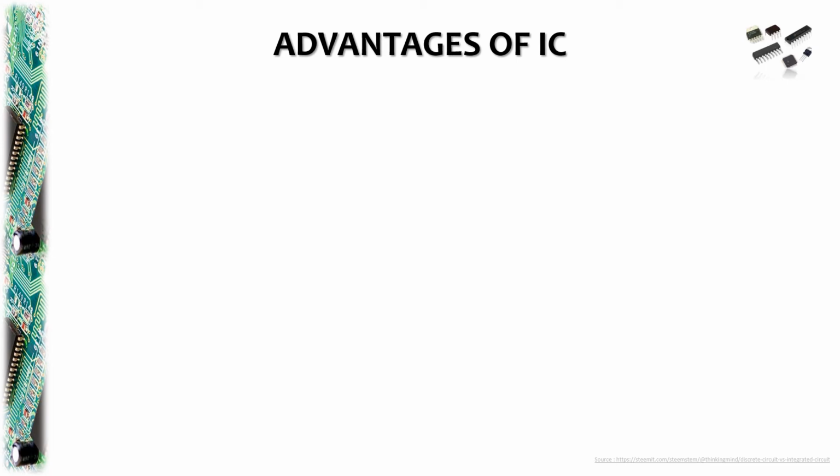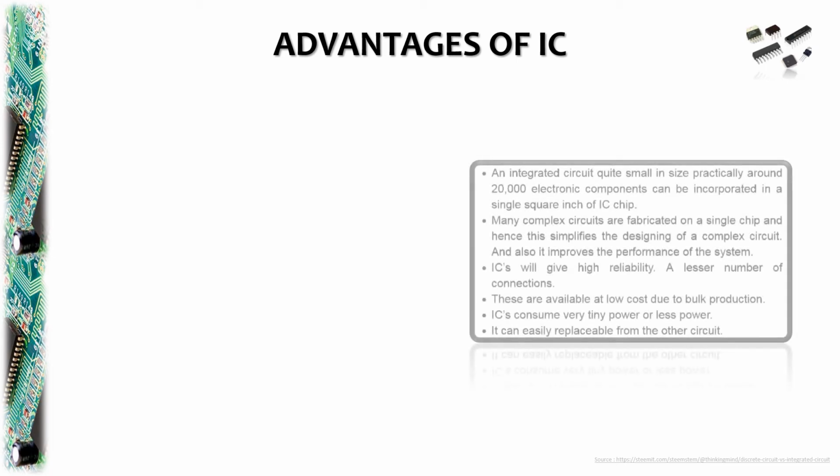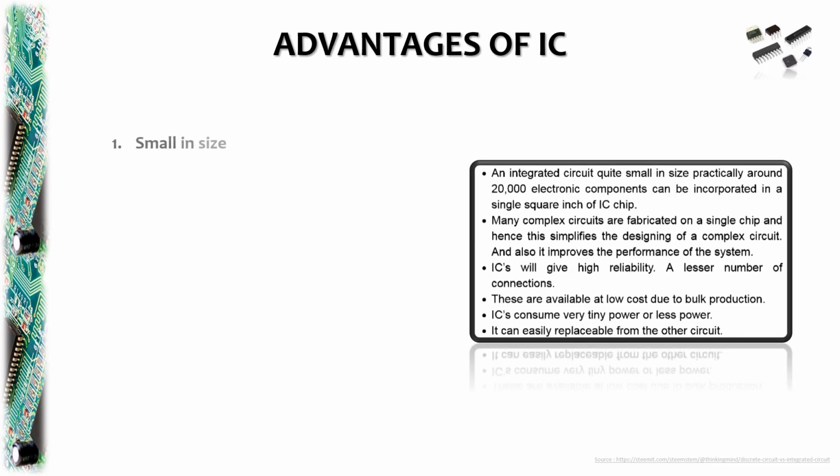Now let's discuss the advantages of ICs. The first advantage is small size. ICs are very small in size, but practically a single chip can incorporate around 20,000 components. So we call it small, but that small size can hold around 20,000 components on a single chip, right?